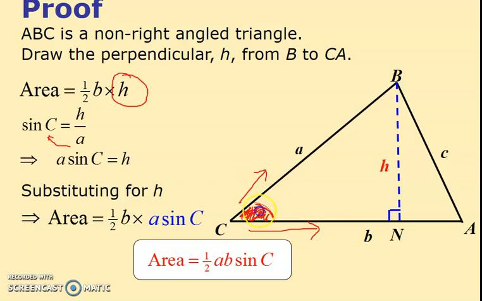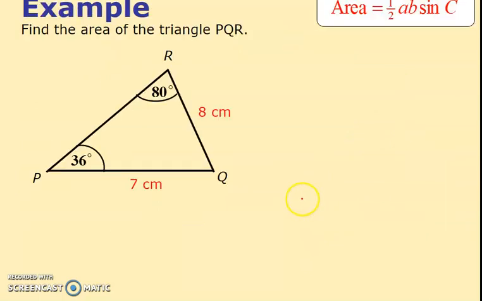If you have that kind of situation, it's very much like the situation you need for the cosine rule. If you have two sides and the angle in between, you can work out the area of the triangle. Letters don't matter particularly.